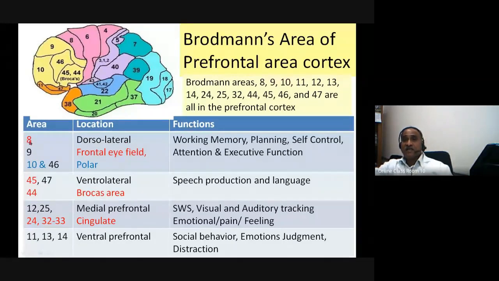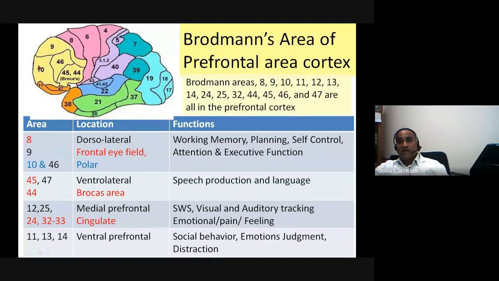Then area number 8, I have color coded here. Area number 8 is the frontal eye field. So that is for the attention. You focus your eyeballs on a particular object. So that is the attention part, and movements of the eyeball. Suppose if I stimulate this area number 8, the eyeballs start moving. So now number 10 and 46.